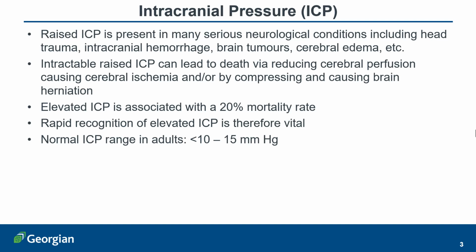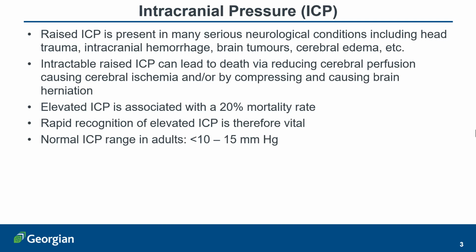If ICP is raised and cannot be lowered, so it's intractable, that invariably will lead to death because it will reduce cerebral perfusion. So let me discuss that a little bit. There are three components, as we mentioned. If, say, there is a brain tumor, for example, or an increase in CSF, cerebrospinal fluid, then one of the other components has to decrease in order to keep ICP in the normal range.